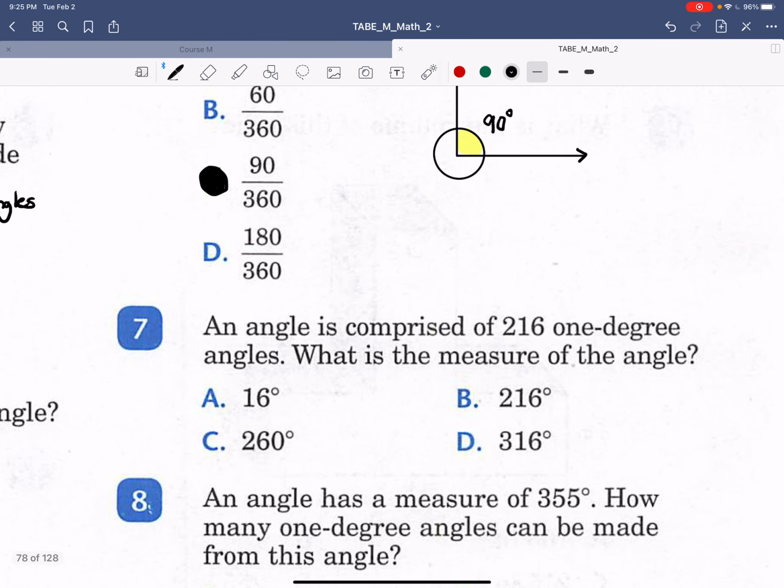An angle is comprised of 216 1-degree angles. What is the measure of the angle? Well, 216 times 1 degree is 216 degrees.